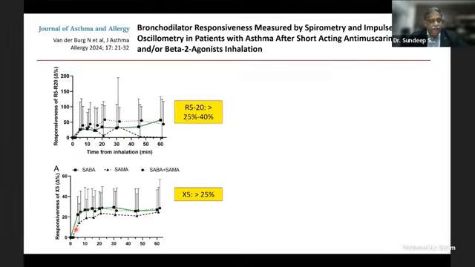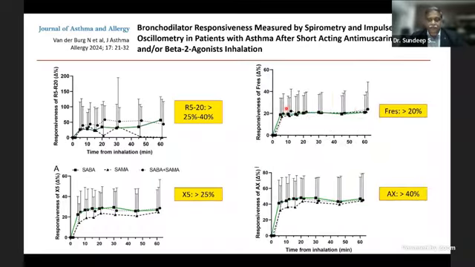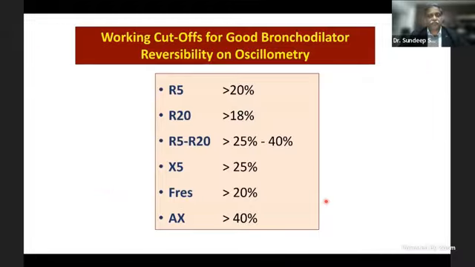For X5, you can see the percentage change. It's around 25%. So if there's a 25% change in X5, we would say that it is good bronchodilator responsiveness. For resonant frequency, you can say that it's 20%. And for area of reactance, it's around 40%. So I would suggest that you use these cutoff values for good bronchodilator responsiveness in your clinic. Now, this is the only one study, but I think it is one of the best studies that I've seen. So I'm going to call these working cutoffs for good bronchodilator reversibility. And I've mentioned the same values that I just showed you earlier.